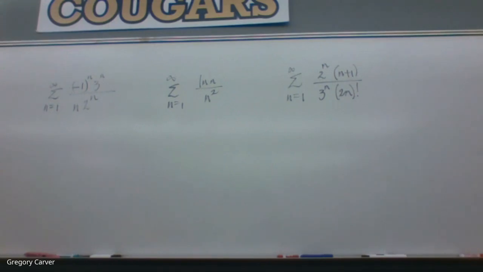Oh yeah, that would work. You could also do direct comparison, which would be easier. The natural log of n over n squared is going to be smaller. With direct comparison, 1 over n squared is convergent, and then that's going to be bigger than ln of n over n squared.